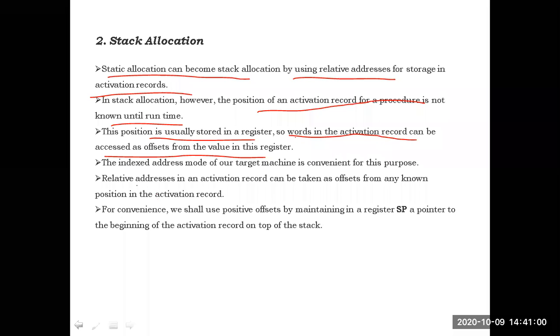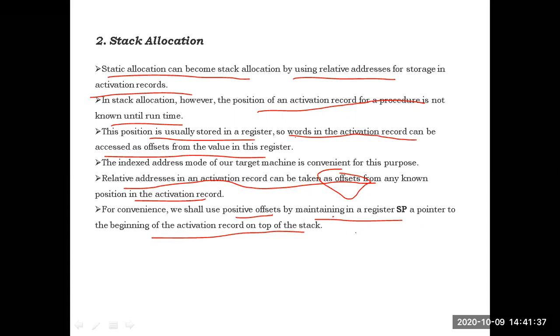For our convenience, the relative addresses in an activation record can be taken as offsets from any known position in the activation record, to calculate the relative addresses. For convenience, we should use positive offsets only. Generally, we will take positive offsets only. That means positive numbers are used as offsets by maintaining a register SP, the stack pointer, a pointer to the beginning of the activation record on the top of the stack.